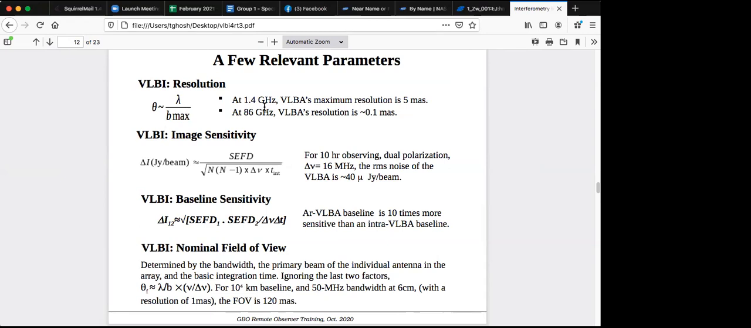Sensitivity, here you have to work with the two antennas, VLBI image sensitivity, okay? And if you have more antennas, then of course your sensitivity goes up. This is the image sensitivity. Baseline sensitivity depends on the two antennas. And you might wonder, how come a tiny little antenna put in space was so useful?